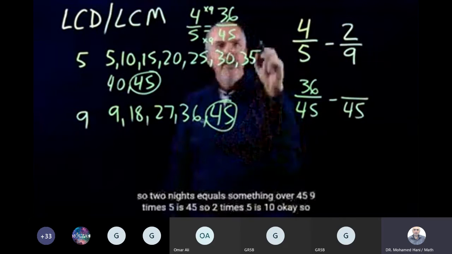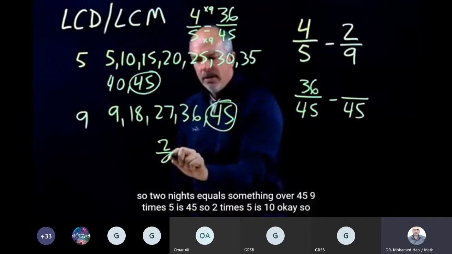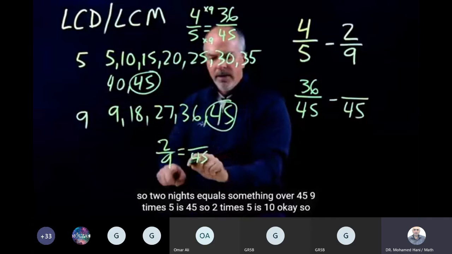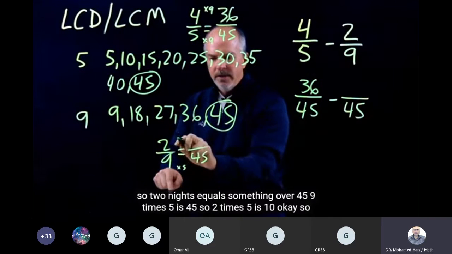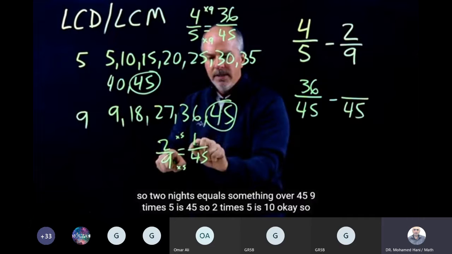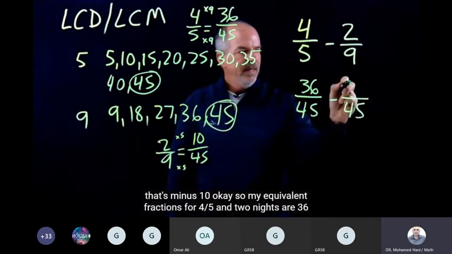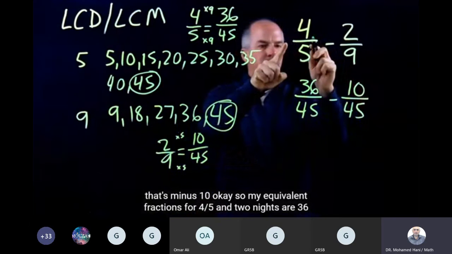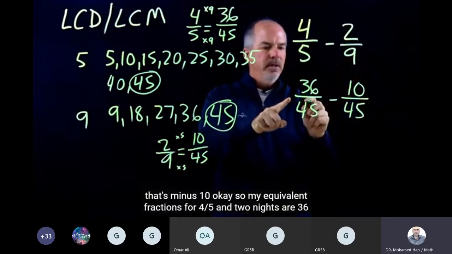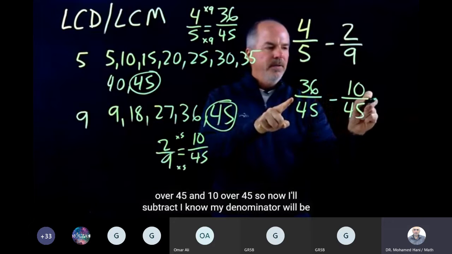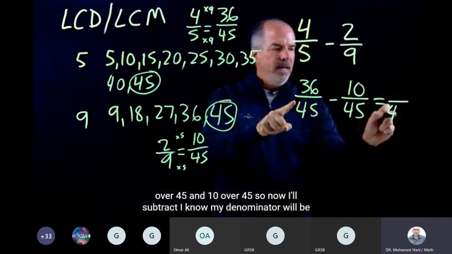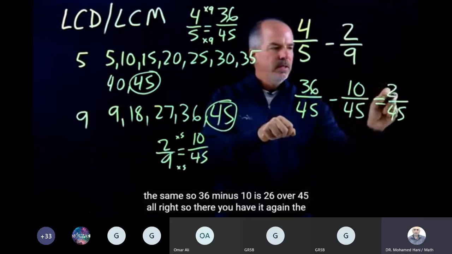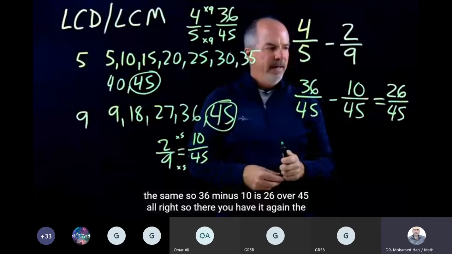Now I need to do 2/9. So 2/9 equals something over 45. 9 times 5 is 45, so 2 times 5 is 10. So my equivalent fractions for 4/5 and 2/9 are 36 over 45 and 10 over 45. So now I'll subtract, and I know my denominator will be the same. So 36 minus 10 is 26 over 45.